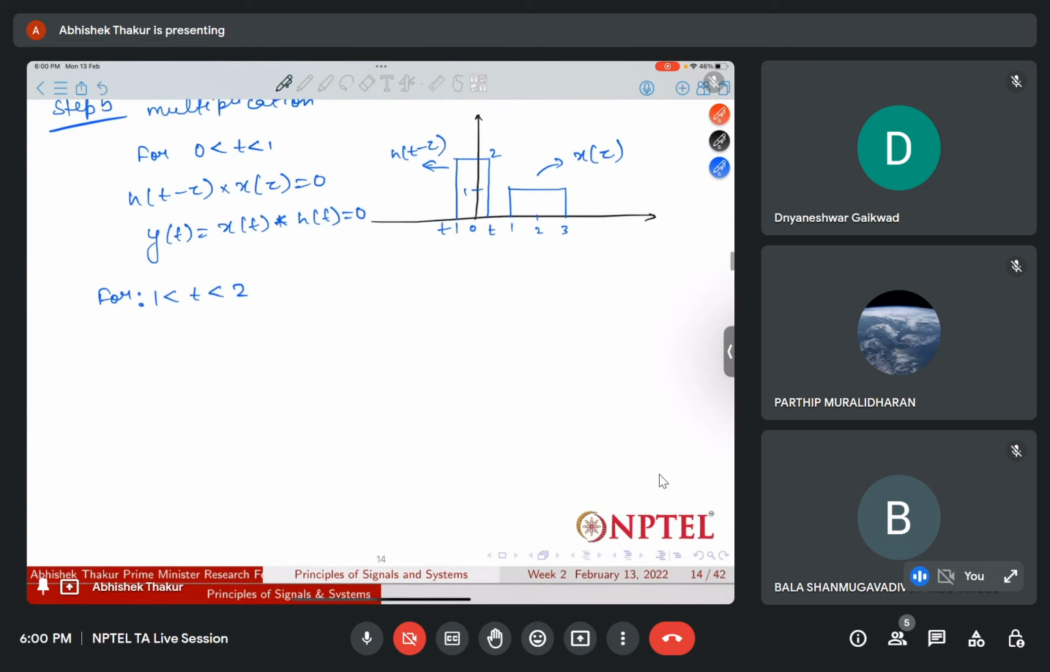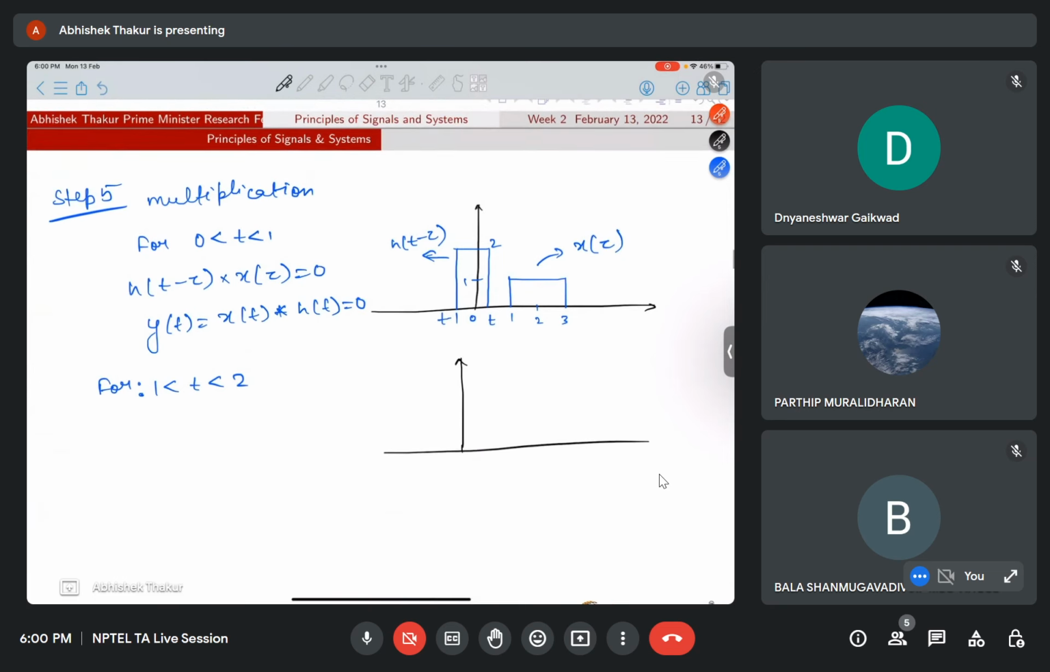In this case, what will happen? Now, if t is 1 to 2, this means this t minus 1 will lie from 0 to 1. And this t will lie between 1 and 2. So somewhere you will get it like this.